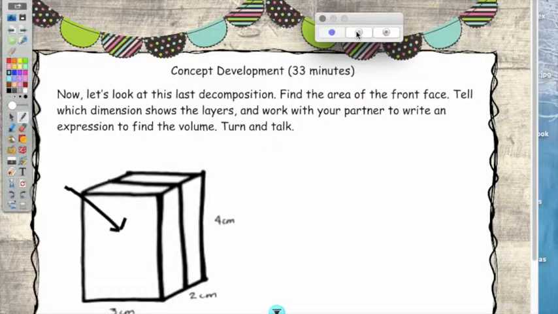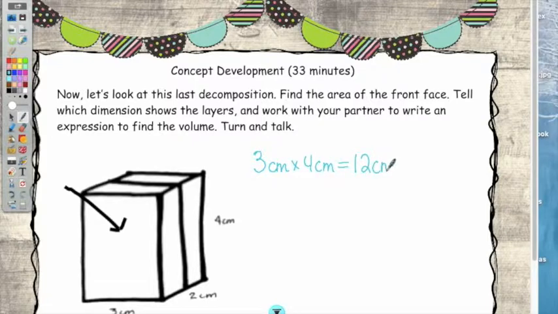Table 1. What did you discuss? 3 times 4. Okay, 3 times 4 is what? 12. It's the area of the face, correct? Yeah. Okay, so should I write 3 times 4? Yeah. 3 centimeters times 4 centimeters equals 12 centimeters squared. Now how can I use that to find the volume? Multiply it by 2. Okay, so the measurement I haven't used yet.